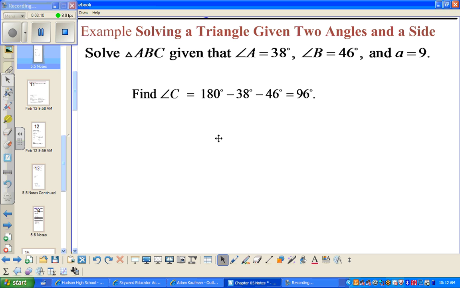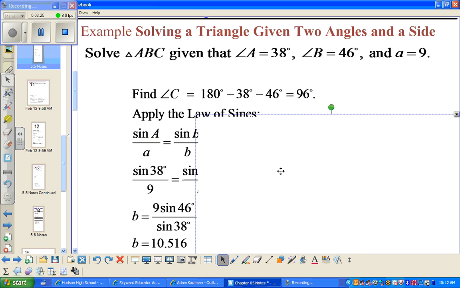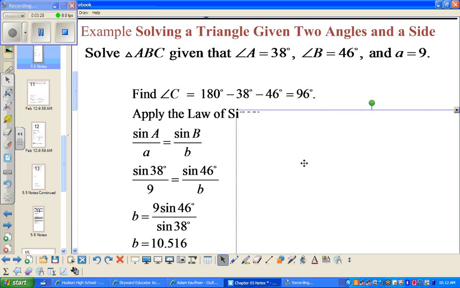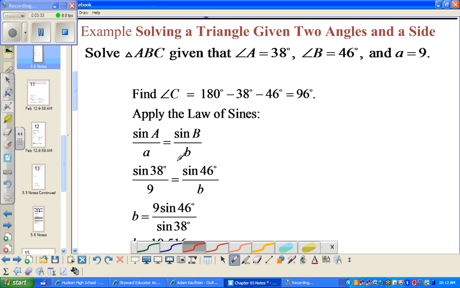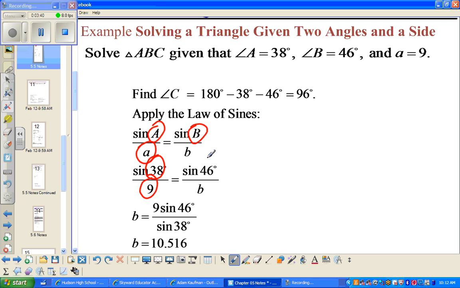You can then set up your proportion. Sine of angle A, which would be sine of 38 degrees over side length a, which is 9, is going to equal the sine of 46 degrees over side length b. So as you can see, I've simply replaced angle A with 38, side a with 9, angle B with 46 degrees, and I'm solving for side length b.